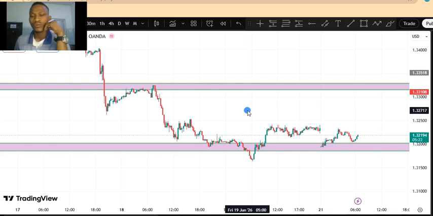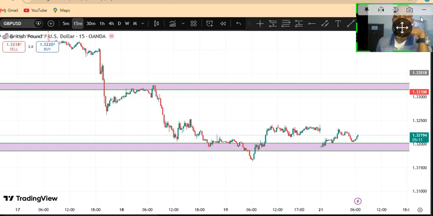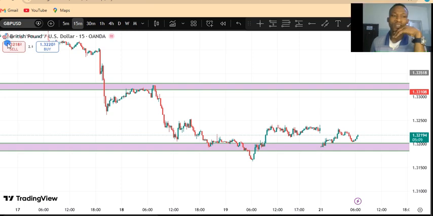So we'll be looking at what we'll be analyzing for the rest of the week. Starting off with the pound dollar, just so you can see. Let me move this right so you can actually see the pair we are trading. You can see right here, we are currently trading the pound dollar.